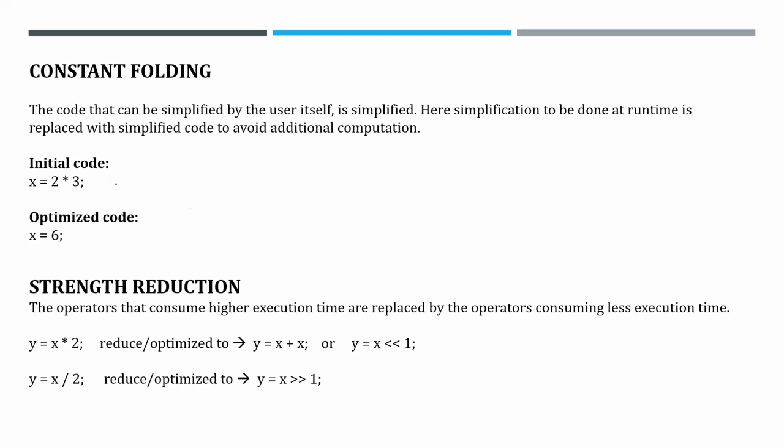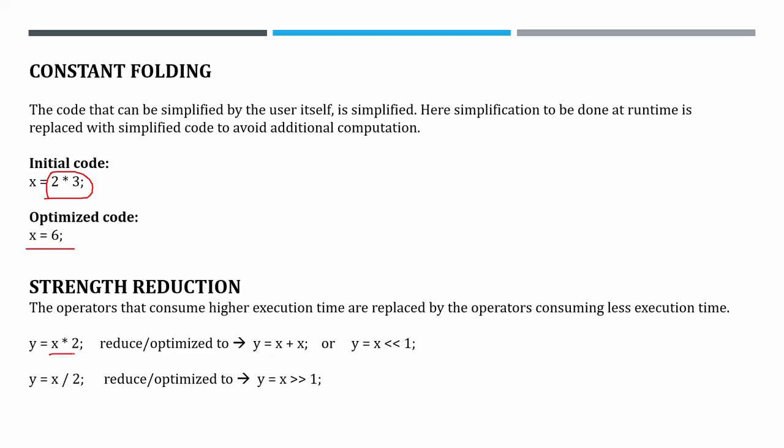And the next one is constant folding. Here the code that can be simplified at compile time is replaced with simplified code to avoid additional computation at runtime. Simple, the same thing we have already discussed. x is equal to 2 into 3. Instead of having the multiplication operation performed here, we can replace this with x equal to 6. Strength reduction we know. Instead of performing big operations like multiplication, we can reduce that to addition or subtraction.